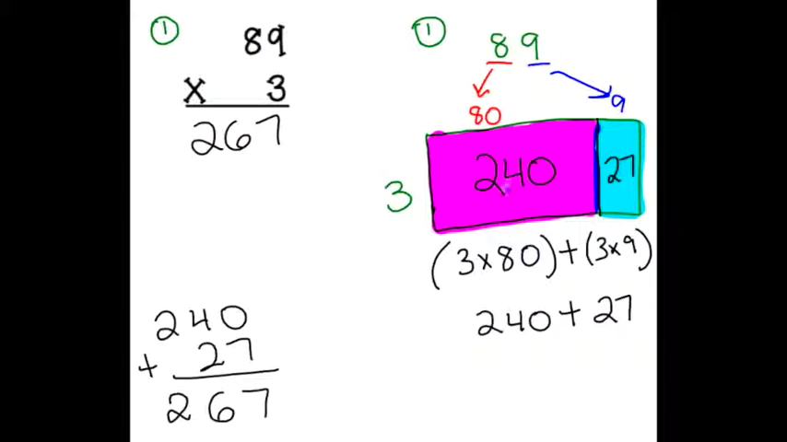And there's two things here that kind of show my process. The first thing is my model, which is the picture part. And the second thing is my equation, which is this one here. This is my equation. 3 times 80 plus 3 times 9. Great. Let's do the next problem.